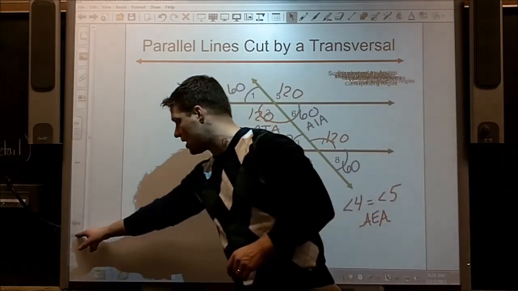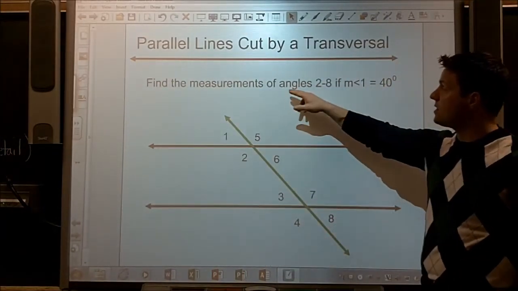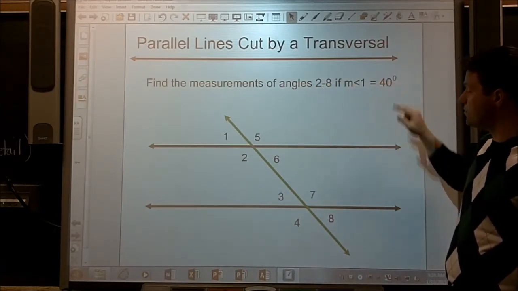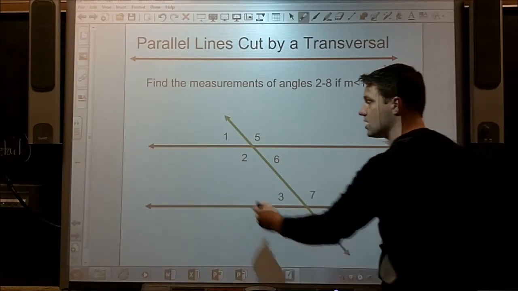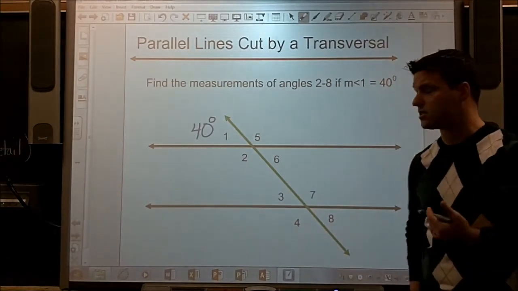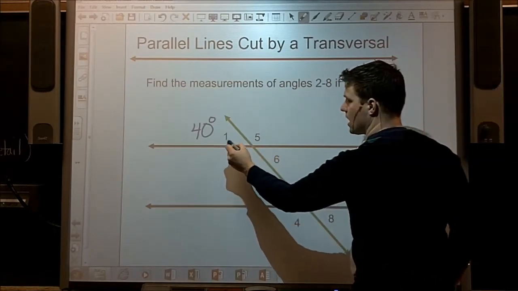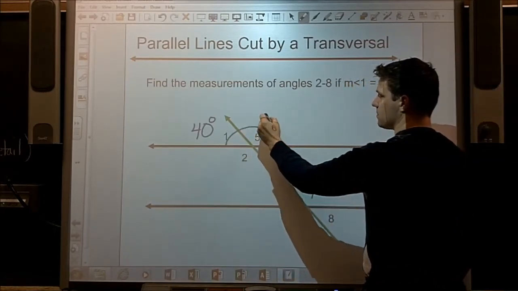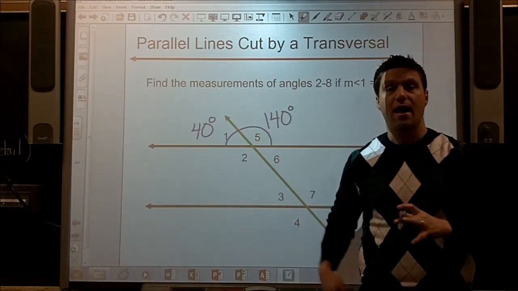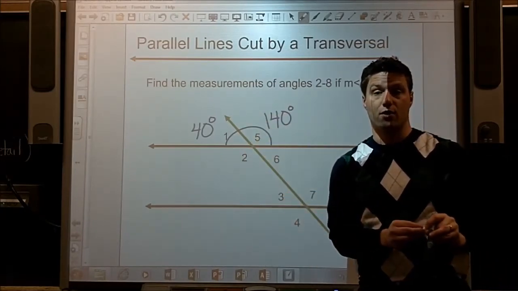Let's see if we can take a look at a problem that you might see on a test or a quiz or maybe even a state exam. It says, find the measurements of angles 2 through 8 if the measure of angle 1 is 40. So I'm going to go ahead and put 40 in for my number 1 angle, and I'm going to try to fill in some others. So let's go through this. Supplementary. Well, I know that angle 1 and angle 5 are supplementary. That means this must be 140. But now that I know those two measurements, everything else in the picture should be either 40 or 140.